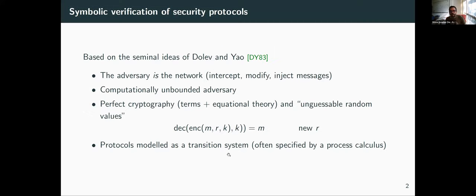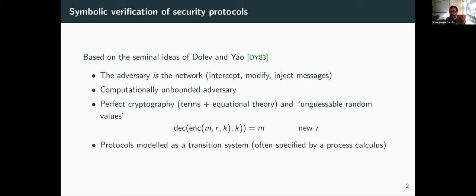So let me just remind you what we are talking about when we are talking about symbolic verification of security protocols. This actually goes back quite a long time, now nearly 40 years, to the seminal ideas of Dolev and Yao. The main ingredients are the following. The first thing is that we suppose a quite strong adversary, which is completely controlling the network. This adversary may intercept messages, modify them, inject them. He can basically do what he wants about redirecting and modifying messages.